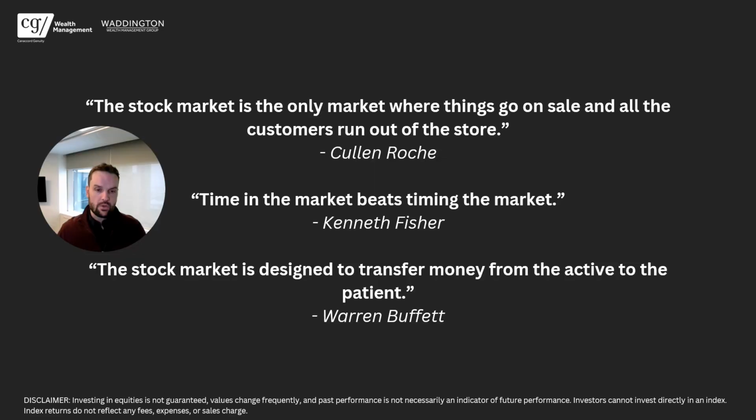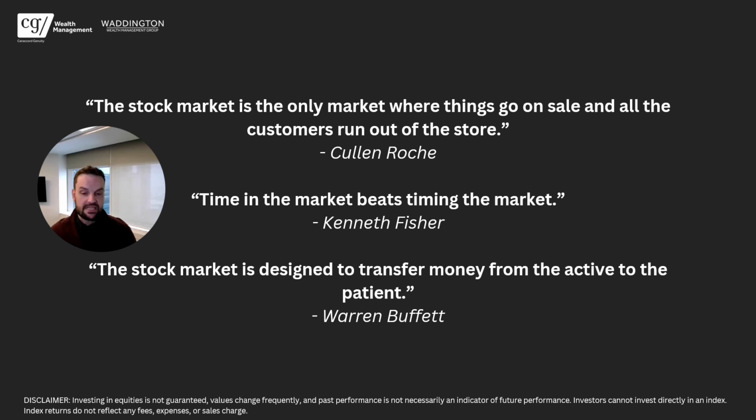So there's a few quotes to just put out there. And these are long-term quotes for long-term investors, looking at the very long-term history of the stock market and how it's performed. Again, the reasoning for many corrections or many bull markets is different, but the long-term history is the same. So one good quote right now: the stock market is the only market where things go on sale and all the customers run out of the store. So that's, again, if you have high quality investments and they're down 10, 15, 20, 30%, not to say they won't go a little bit lower, but usually that is the better time to buy.